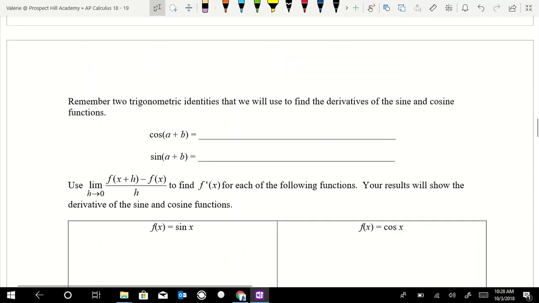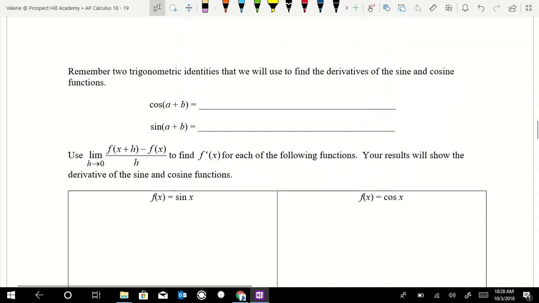So in class, we learned about the sum and difference trig identities. We're going to talk about those a little bit today. So remember the two trig identities that we will use to find the derivatives of sine and cosine. We're going to use the sum trig identities in this case. The cosine sum trig identity states that cosine of a plus b is equal to cosine a times cosine b minus sine a times sine b.